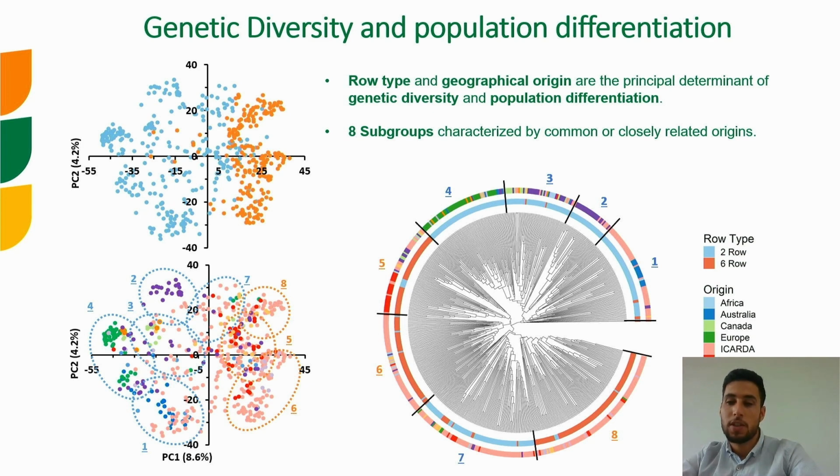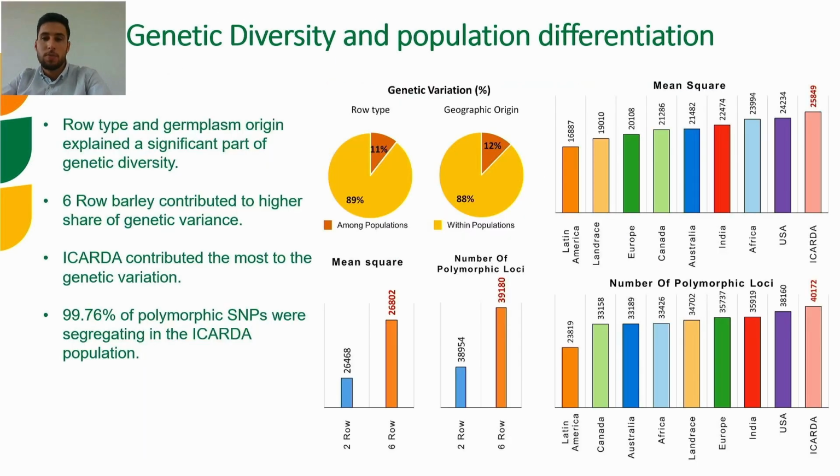Also, the neighbor joining analysis allowed identifying 8 main branches or subgroups that were also clustered together in the PCA. While most of these clusters are characterized by specific row type and geographical origins, the Icarda germplasm was present in all identified subgroups. The genetic variation between and within groups was further explored through the analysis of molecular variants.